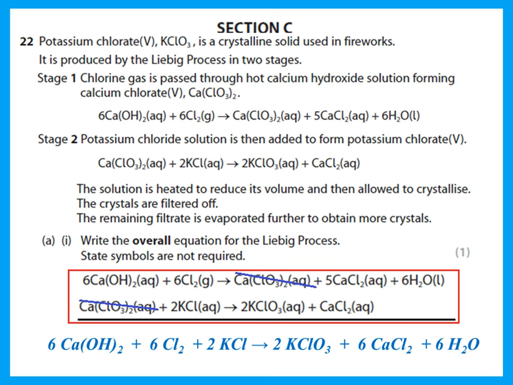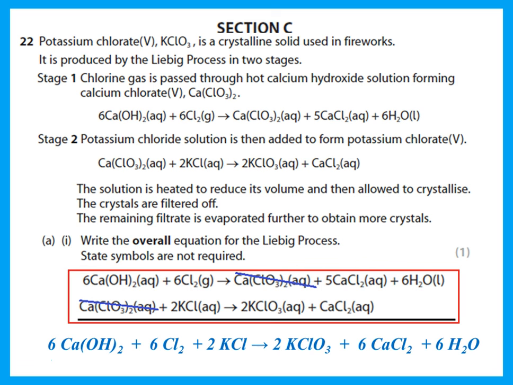So we have 6 moles of calcium hydroxide plus 6 Cl2 plus 2 KCl. That's everything before the arrow. Now what do we have after the arrow? 2 KClO3 plus we have 5 calcium chloride plus another calcium chloride in that other equation below. So that is a total of 6 calcium chloride plus 6 water.